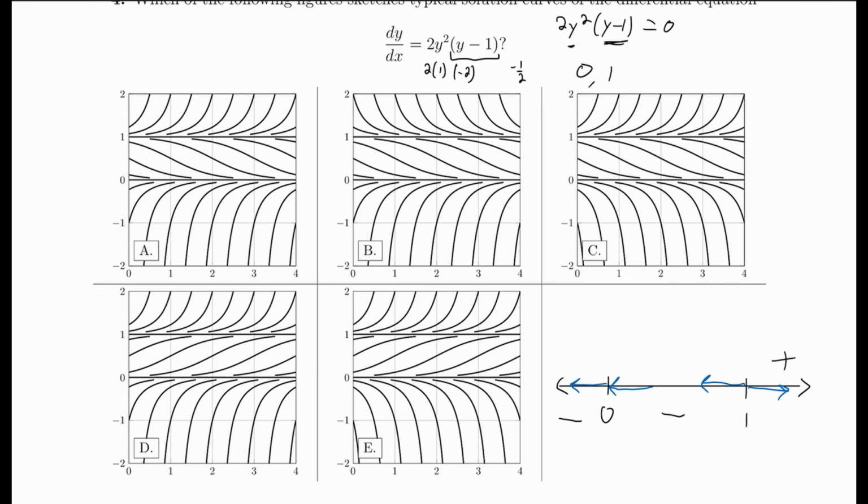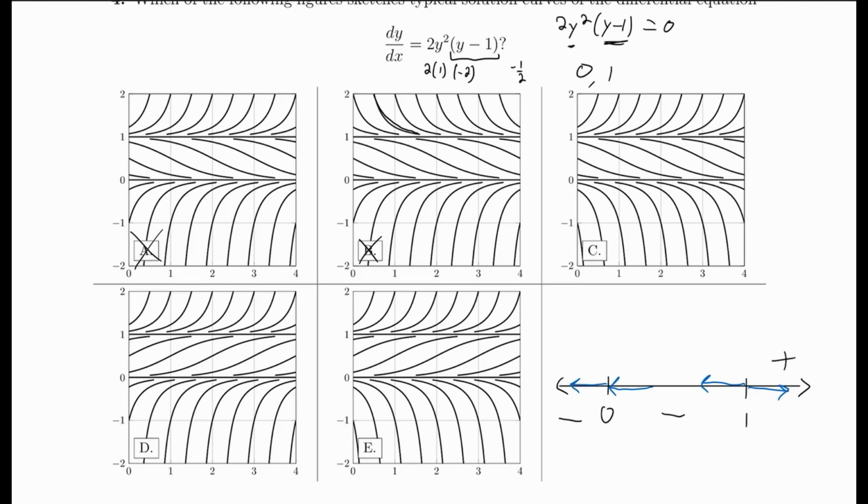Let's take a look at A here first. We see that above 1 we are indeed increasing, between 0 and 1 we are indeed decreasing, but below 0 we are increasing as we move to the right here, so A is not our correct graph. B, right away we see that we're decreasing in our range above 1, so B cannot be the correct graph either.